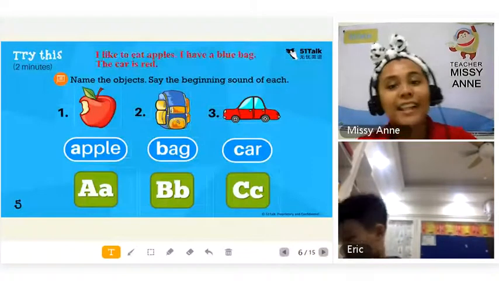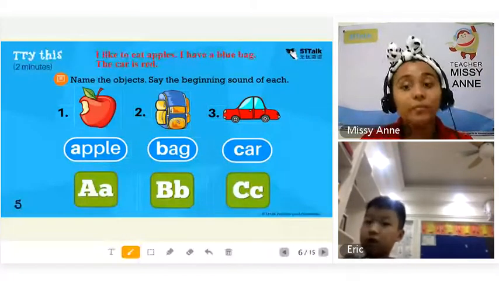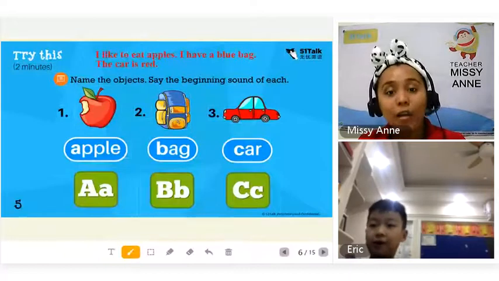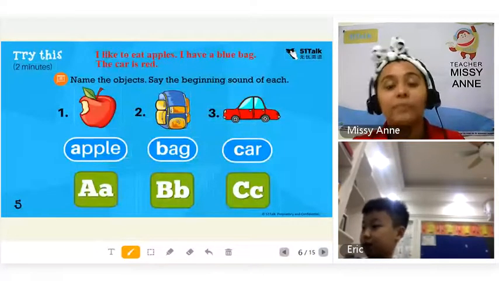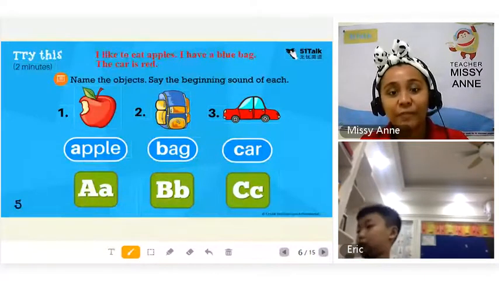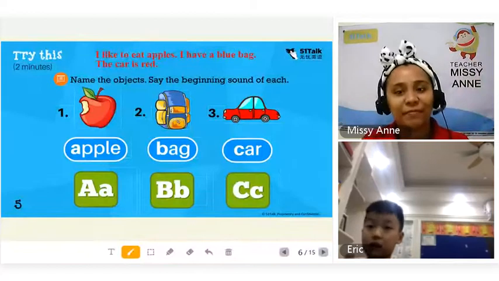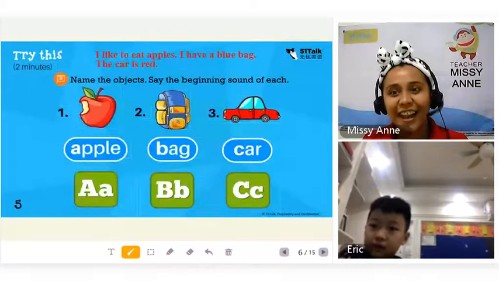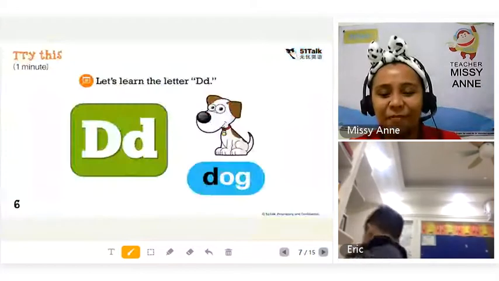Okay, read the sentences, Eric. I like to eat apples. I have a blue bag. Last one, the car. Read the sentence. The car is? Red. That's perfect. Very good.